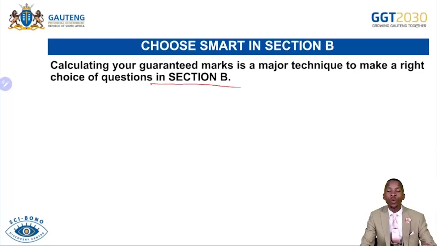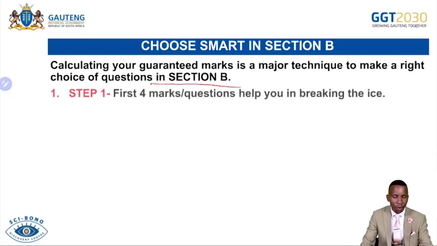Calculate the marks that you believe you will achieve per question in section B before you make a choice, because you may find yourself answering all questions in section B, and then you are wasting your time to the point that you will never afford to answer section C, because you have wasted much time answering all questions in section B, which is wrong. Ensure that you calculate your marks at the given time to plan for your study. As you do that, it will allow you to choose according to the marks that you believe you will score or achieve. Step 1. First 4 marks or questions help you for ice breaking.